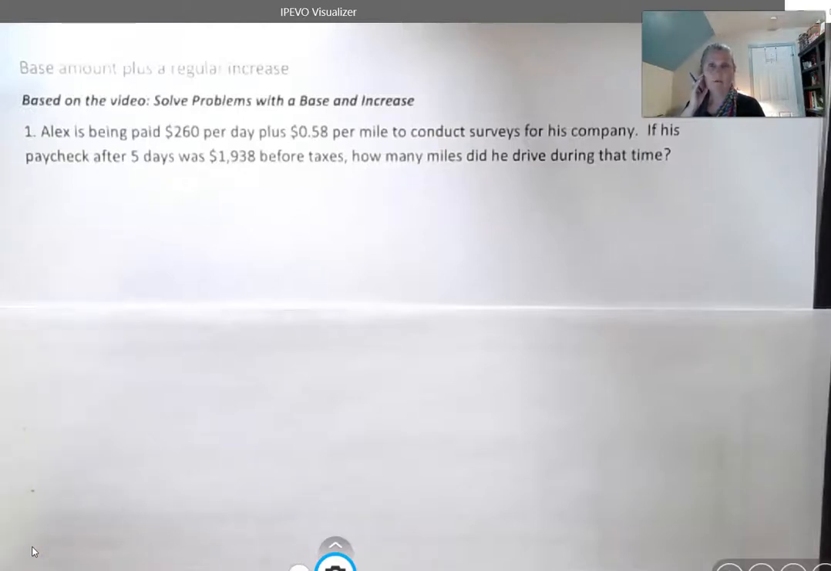Hi, it's Carly McAvoy. I'm doing word problems today, and this one I'm looking at word problems where there's a base amount and then there's a regular incremental increase or decrease of some kind.